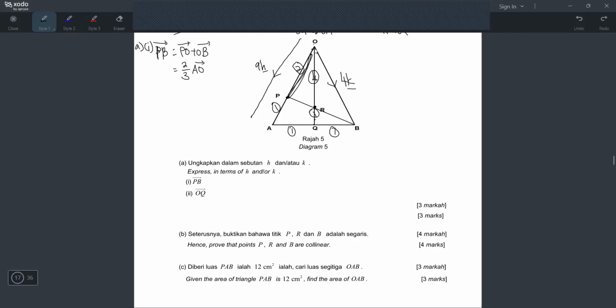It's not PO, it's a child of OA. It can't be, it has to go in one direction. So P to O is 2 over 3 of A to O, and then plus OB, which is 4K. Right?